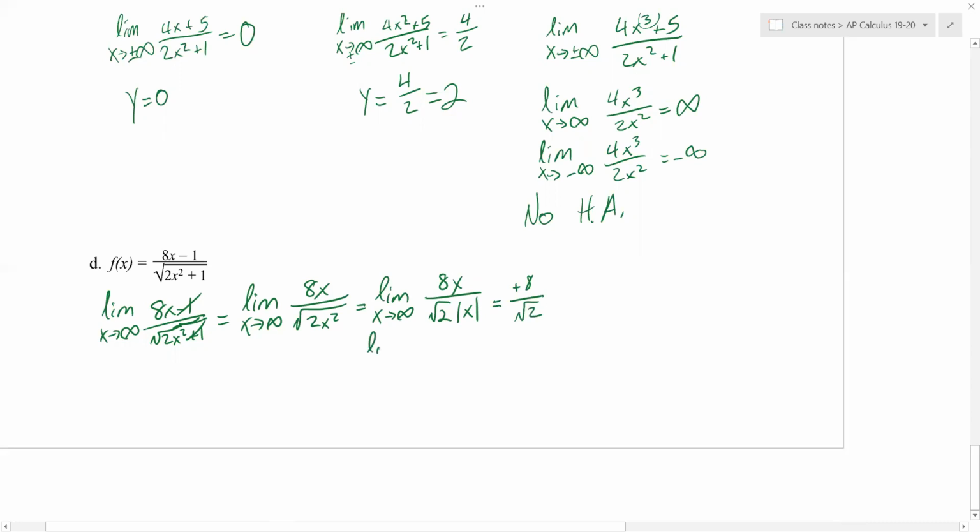But if we were to plug in negative infinity, in the square root of 2 absolute value of x, our denominator is positive, but our numerator is negative. So in this case, we actually have two horizontal asymptotes. y equals 8 over the square root of 2, and y equals negative 8 over the square root of 2.